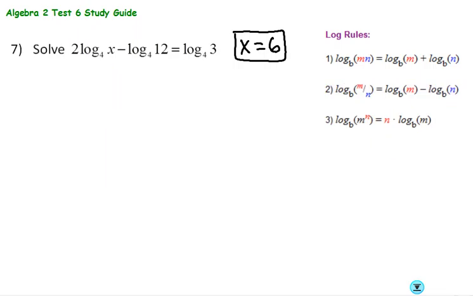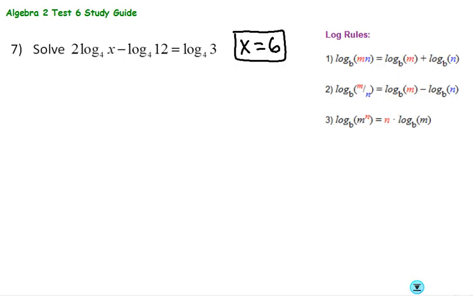Alright, so let's see what you have for number 7. There in the middle you should have got x equals 6. And if you got that, great. Go ahead and pause now. If you didn't, let's take a look. Alright, so again, this is a logarithmic equation, so we're just trying to get x by itself, but I've got all these logs floating around.